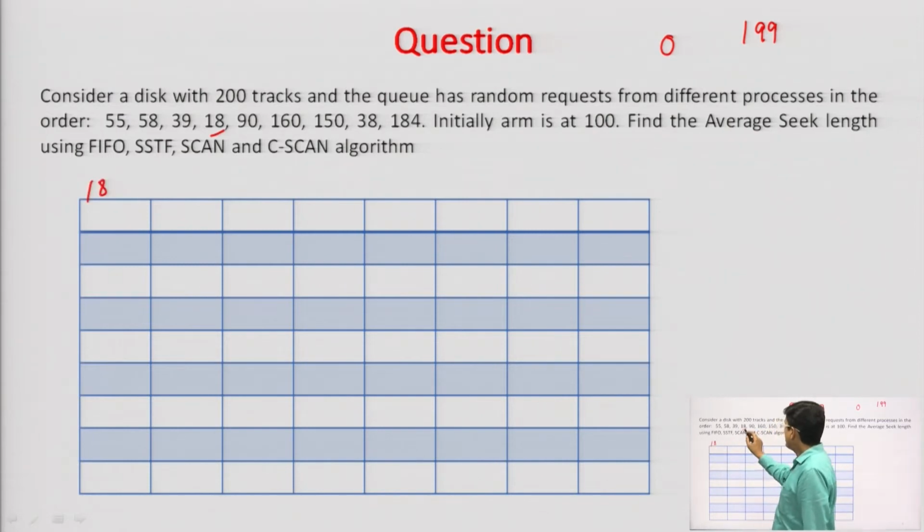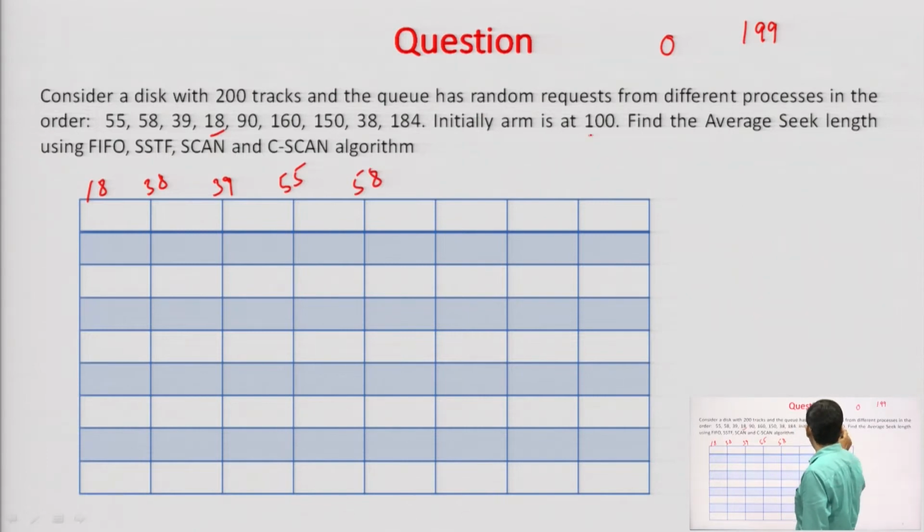The next request will be 38, the next request will be 39, the next request will be 55, next request will be 58. Somewhere in between we have to locate 100 also, so that we can start the movement from there. And then we have a request number 90, so just let us mark it so that we can think of these requests as completed.